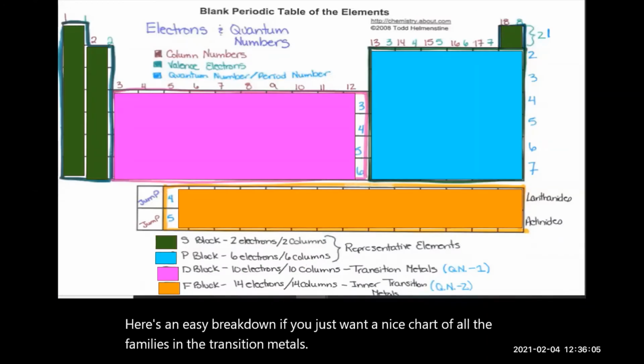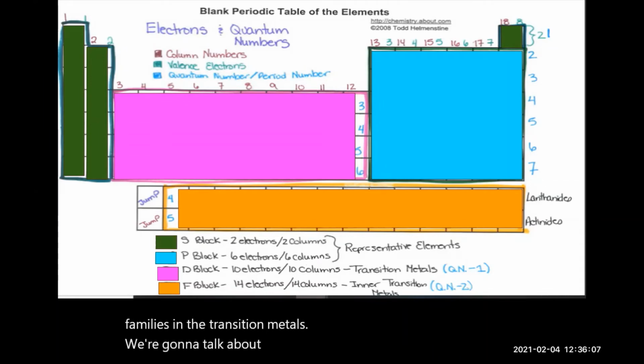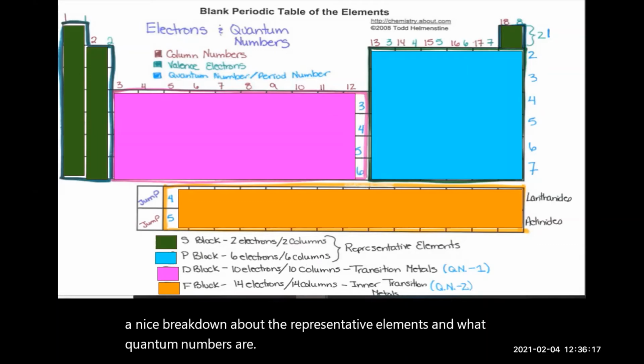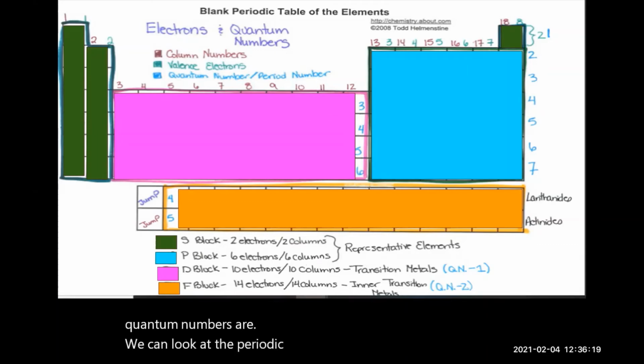We're going to talk about some periodic blocks, and I made this. It's a nice breakdown of both representative elements and what quantum numbers are. We can look at the periodic table as either elements or elemental blocks. Both sets of information give you really critical information.